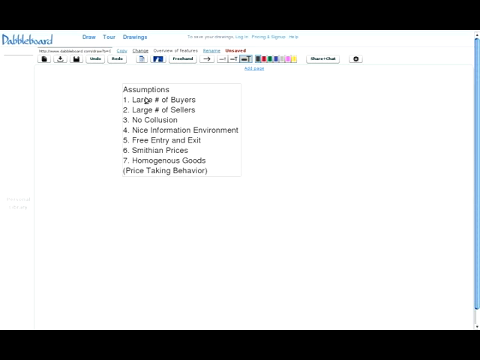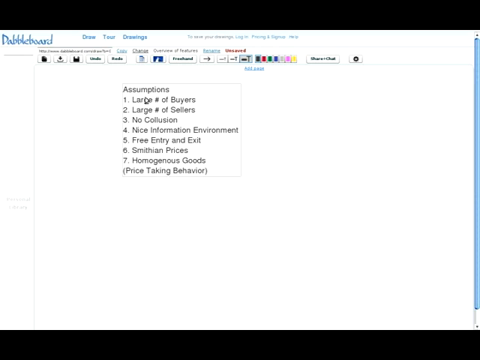Now, if you don't have a large number of buyers, if you have a single buyer, you have something that's called a monopsony, which is a single buyer. We're not going to investigate this in this class, but in your intermediate micro class, you'll probably take a look at a monopsony. If you have only one seller, what you'll have there is a monopoly, along with some other assumptions required. But that's something we'll investigate later also.